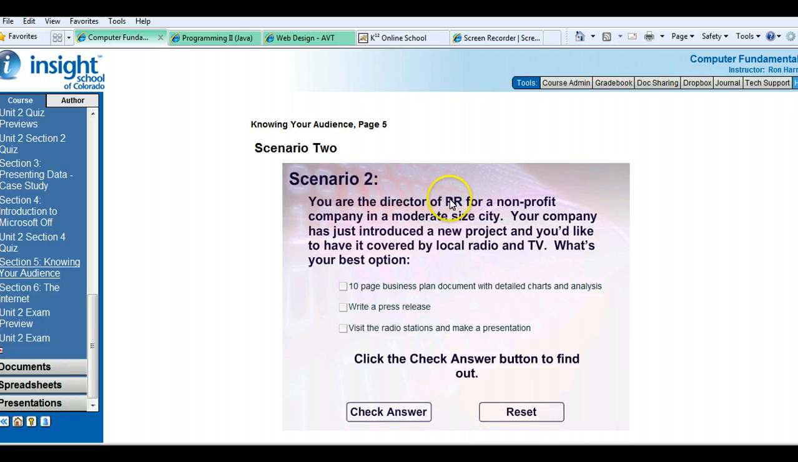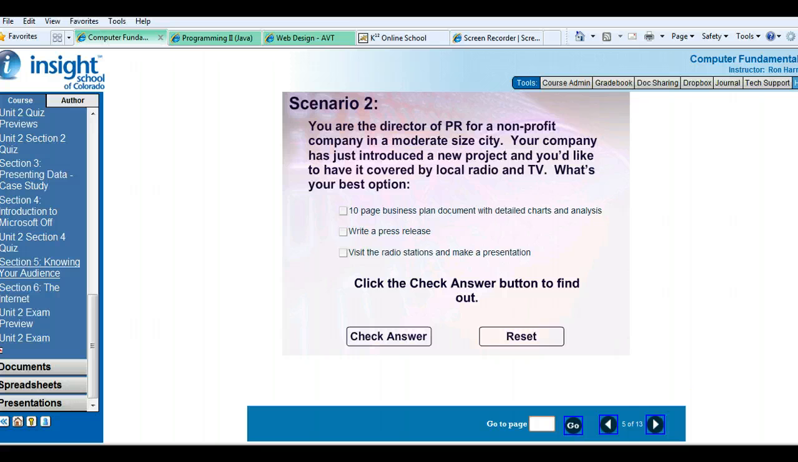Your director of PR. PR means giving out public information, like marketing and advertising and public relations is what it's called. So read that scenario, see if you can get the right answer down here, and then hit check your answer.